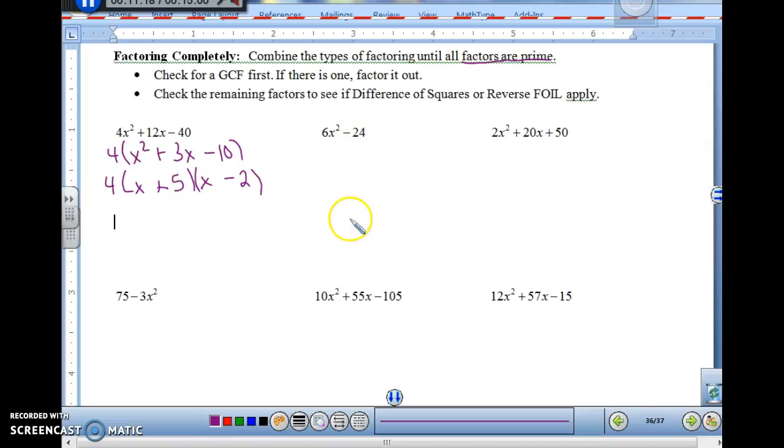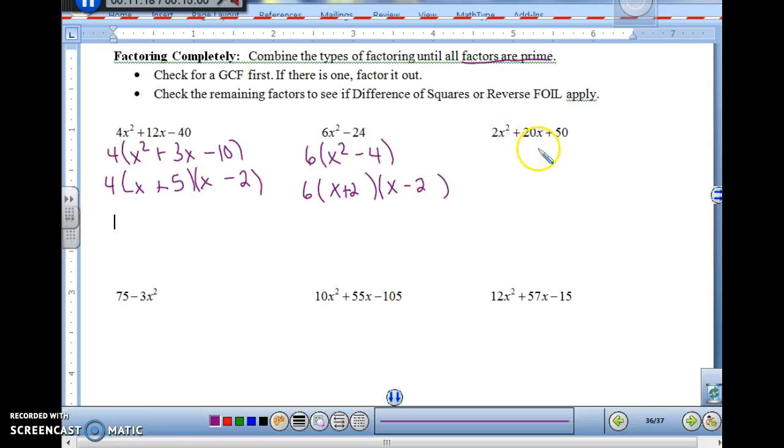6x squared minus 24. Do I have a GCF? Yes, my GCF is 6. 6x squared minus 24, factor out the 6, is x squared minus 4. And then x squared minus 4 is difference of squares. And that's going to factor as x plus 2, x minus 2. And there we go. Recognize the pattern.